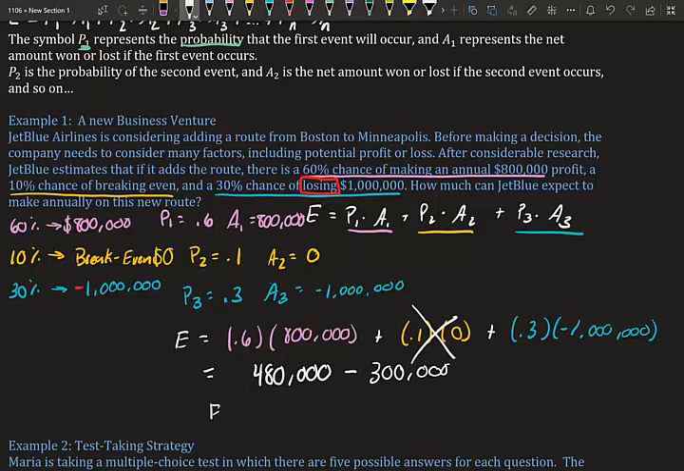We combine like terms to get $180,000. So with this data, they can expect to earn about $180,000 if they added the route from Boston to Minneapolis. So is it smart? I say so. You're earning money. If you're earning money, you're winning in business. So yeah, they should add this route because it is making them quite a bit of money.